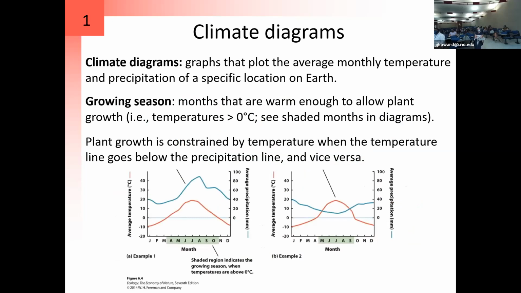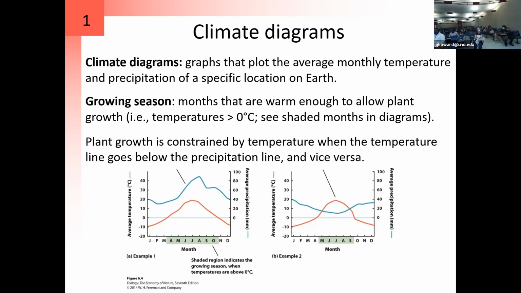Now, in order to understand these biomes, we frequently use climate diagrams. And what we do with climate diagrams is graph temperature and precipitation on a single graph. And this is an example of what a climate diagram might look like. Down here on the left, you see that the red line is temperature and the blue line is precipitation. And you see for this biome, the blue line is always above the red line.